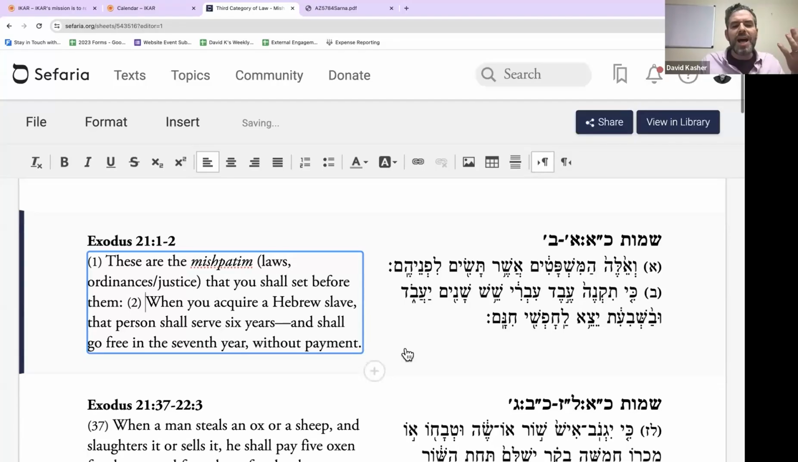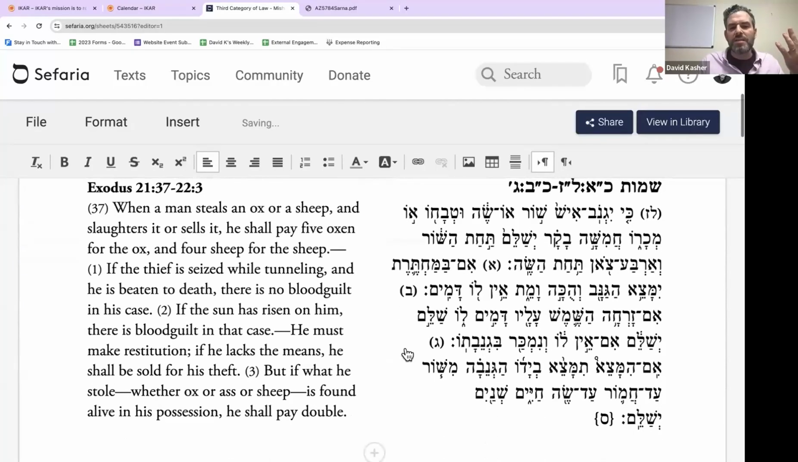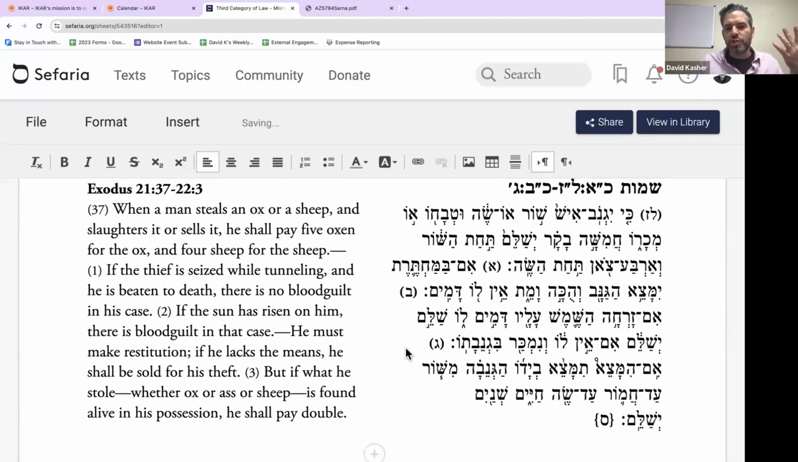And these cases are just the classic cases of the Talmud. The Talmud spends a lot of time with cases like these. When a man steals an ox or a sheep and slaughters it or sells it, he shall pay 5 oxen for the ox and 4 sheep for the sheep. If the thief is seized while tunneling and he's beaten to death, there's no blood guilt in his case, meaning if someone breaks into your house and you hurt them, that's not your fault.